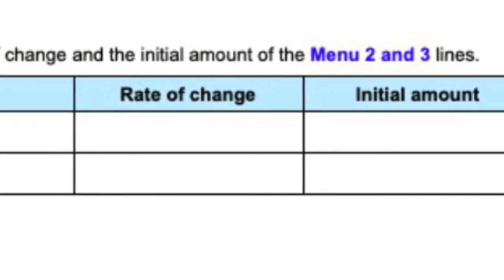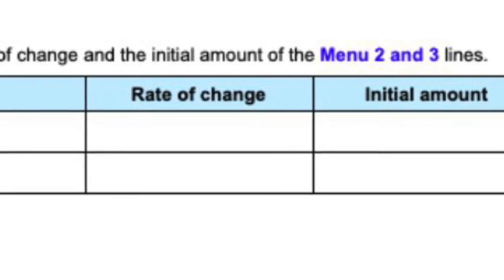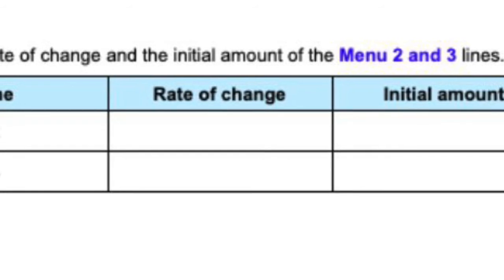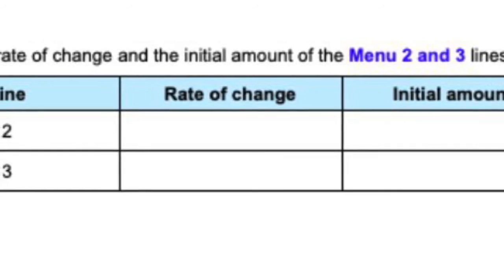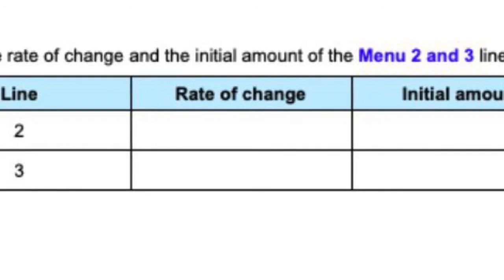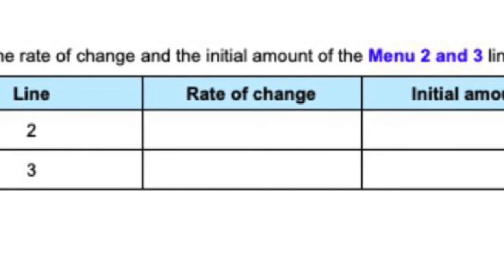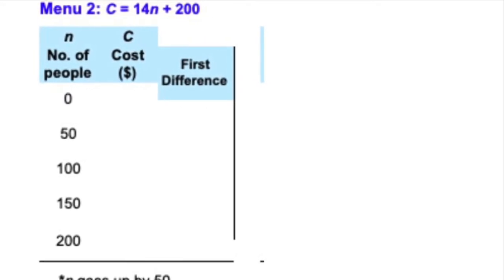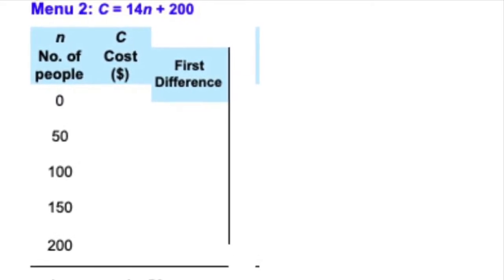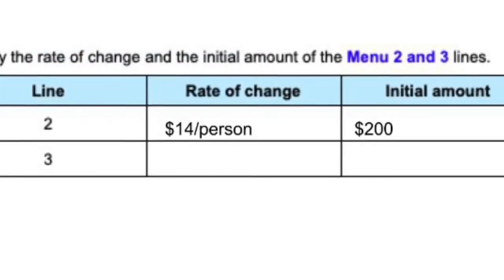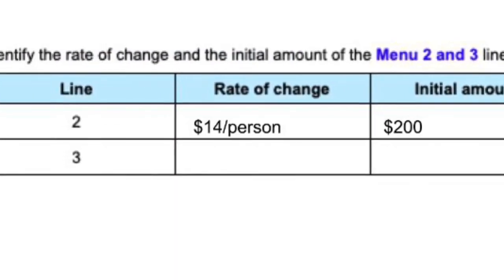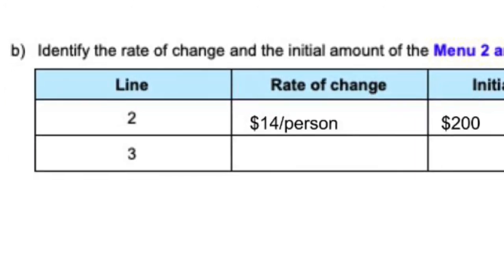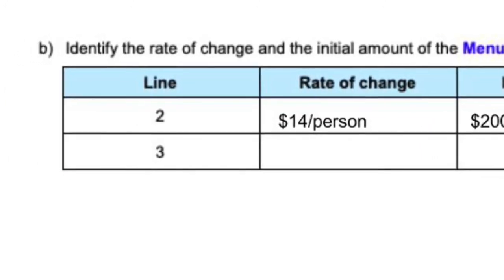So what I want you to notice is that question number 4 asks you to find the rate of change and initial value for menu 2 and menu 3. So let's look at menu 2 again. We made the table of values for that one already, and we know that the equation is C is equal to 14n plus 200. That means it's jumping 14 every time, and it starts at 200. So that means my rate of change would be it's going up $14 every person, and the initial amount would be $200.